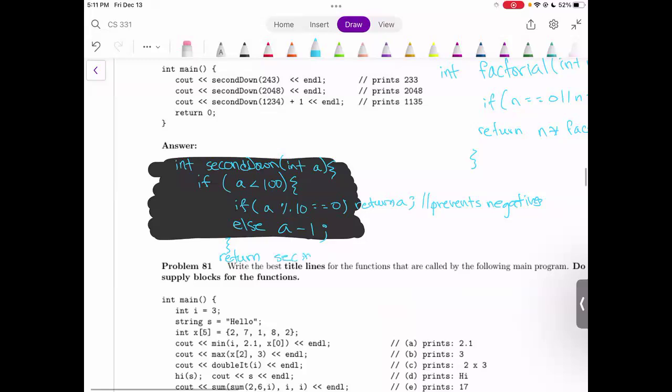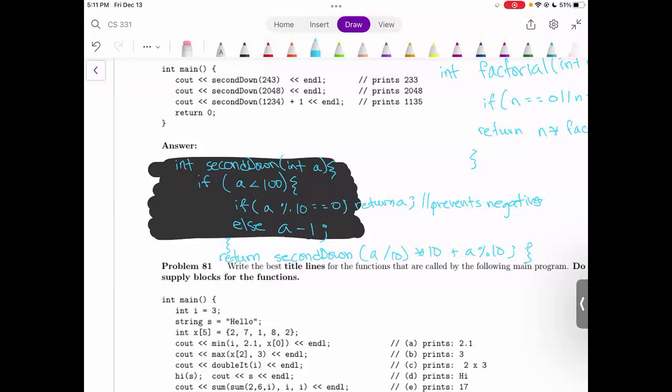So we do the recursive call, second down. And we want to say a divided by 10. And again, we want to have that one space for that last digit until we go to the second to last digit. Okay. And that's about it for recursion.